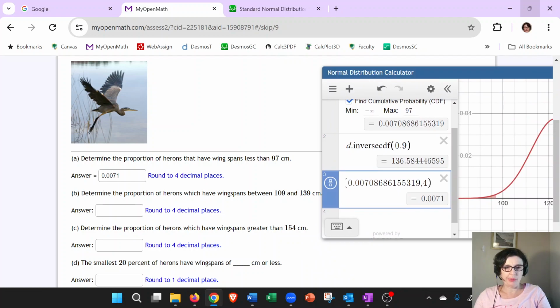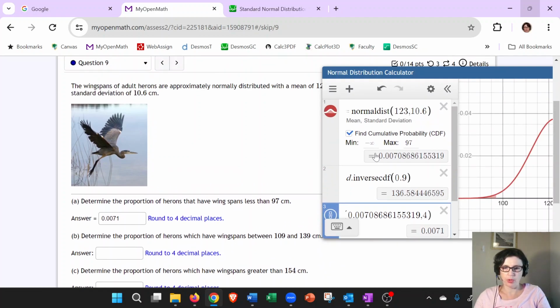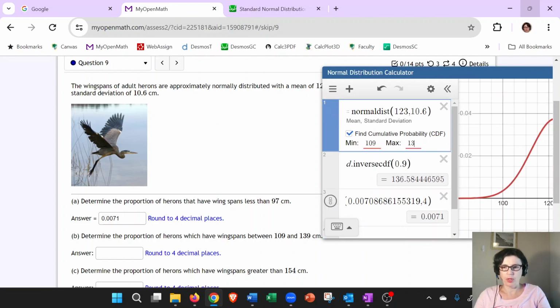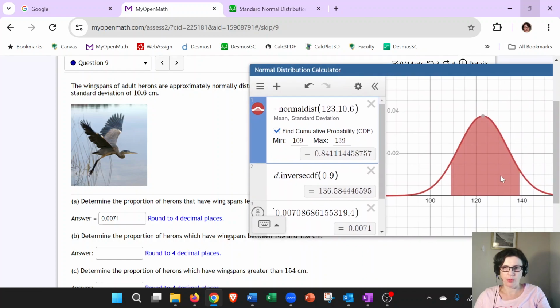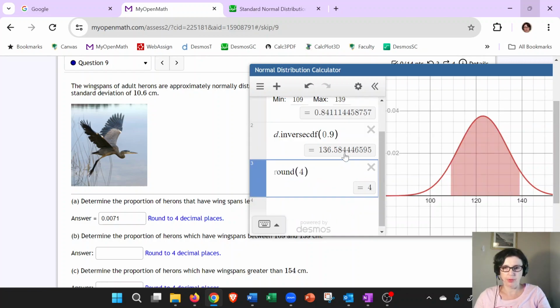Now, here the next one says proportion of herons with wingspans between 109 and 139. So, okay, so let's put 109 for the minimum and then 139 for the maximum, so we can see the shaded area here on the picture. If we want to go ahead and round, let me see if I can get rid of what I have here. Just highlight this answer, 4 decimal places. Okay, so that goes in here.